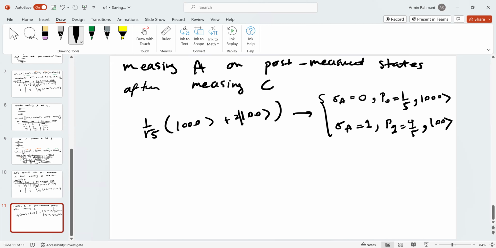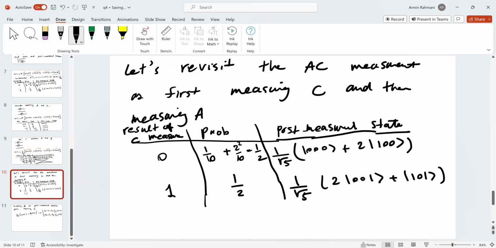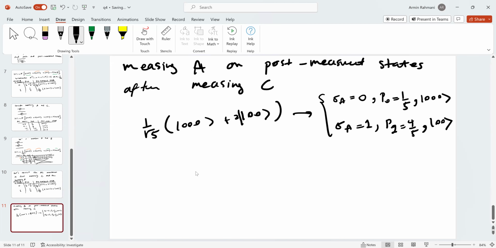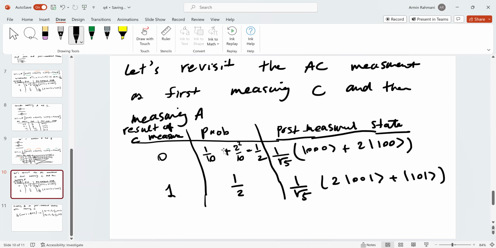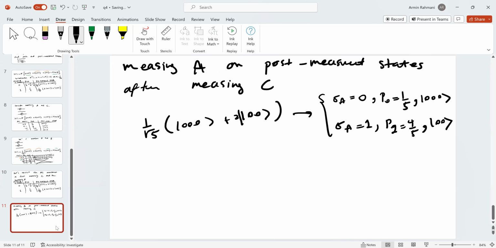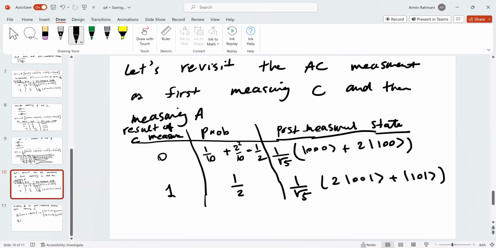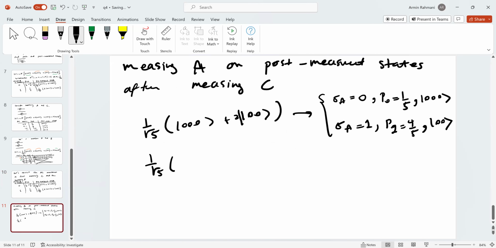So see, this is the probability of getting 0 in measuring A if I have that state. That state itself was obtained with a probability a half, right? So the total probability of ending up here, namely first measuring C to be 0 and then measuring A to be 0, is going to be 1/2 times 1/5. So that gives me, let's do this for the other state and then we put things together. So the other state was, if C was measured to be 1, that's 2|001> plus the other one is |101>.